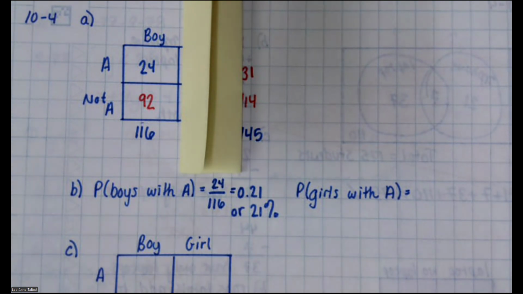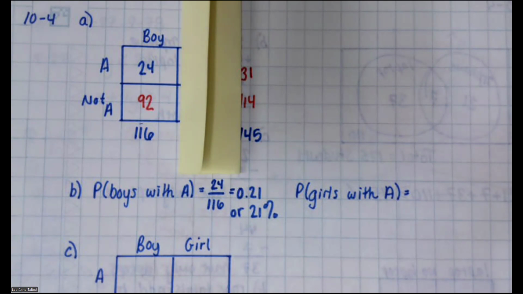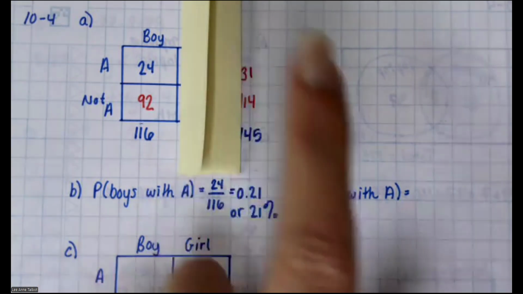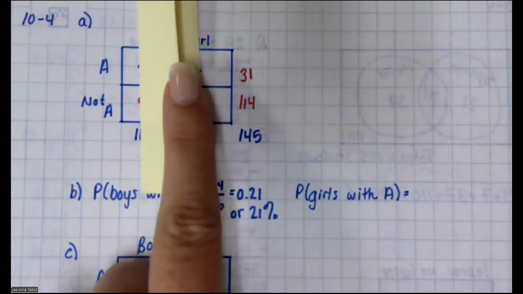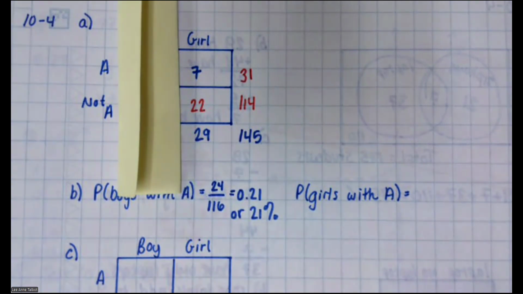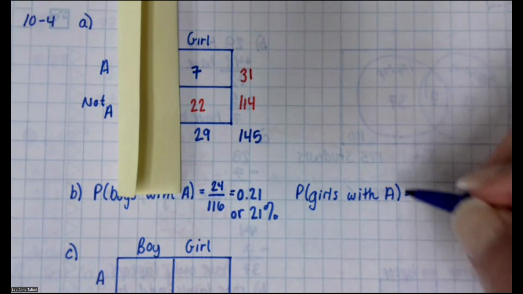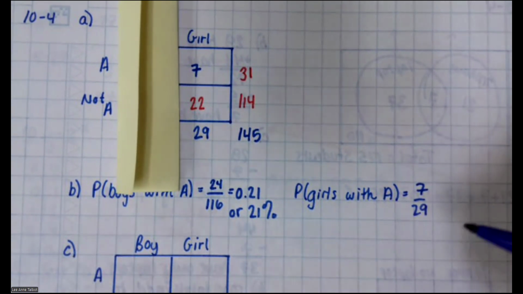So it kind of depends on the way the question is asked, but either one of these is fine if it doesn't say. Just have one or the other. On the AP Stats exam, you're allowed to just write the 24 over 116 because you found it technically. Okay, girls with an A. So I scooch my Post-it note over. That would be what out of what? 7 out of 29. You're getting the hang of it.